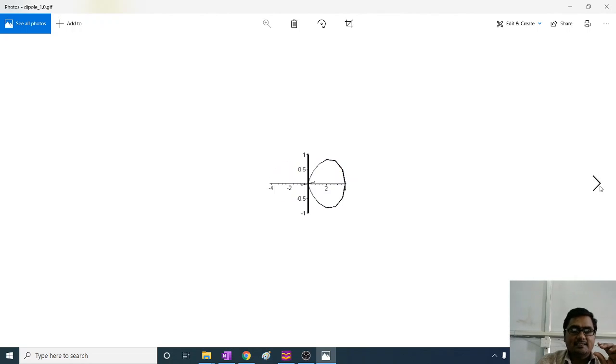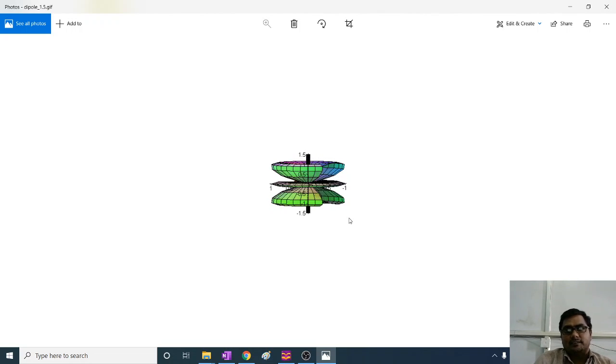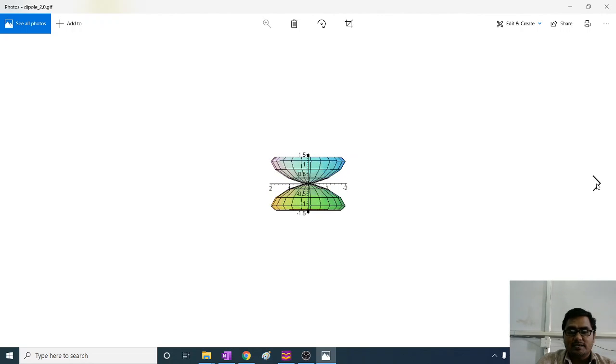Let me increase the length. Look at this, it is larger now. Let me further increase the length. Now look at this, it is 1.5 lambda. Then the radiation pattern is something purely different. Now look at this. This is again a dipole with 1.25 lambda. Look at this. This is a dipole radiation pattern with 2 lambda. Like this, the radiation pattern of a dipole purely depends on what? It purely depends on its length.